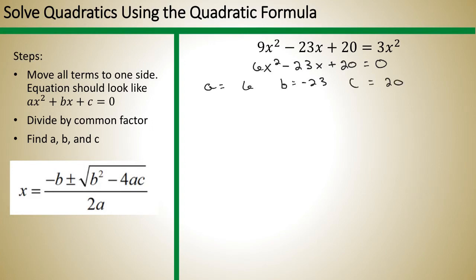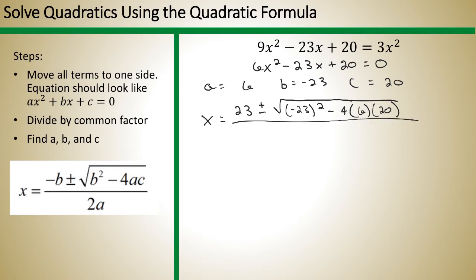So we're going to sub those things in. So x is equal to, the opposite of b is going to be 23, plus or minus the square root of negative 23 squared minus 4 times 6 times 20. All of that's going to be over 2 times 6. So again, break it into these 3 pieces.